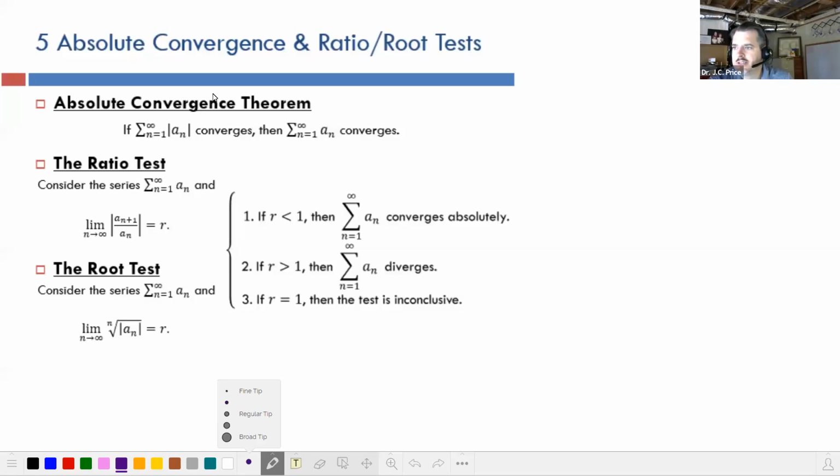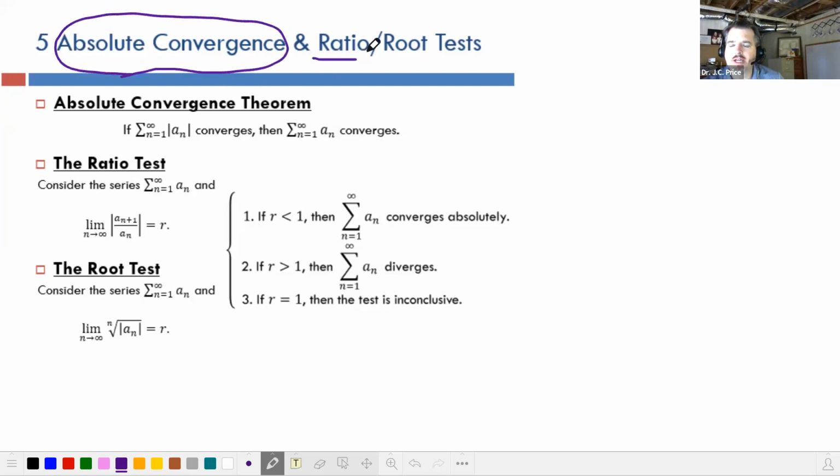All right, guys, it's time for some fun with math. Today we are going to talk about something called absolute convergence. Then we're going to learn a new test, the ratio test, and we'll save the root test until next time. So we've got two things I want to do today.